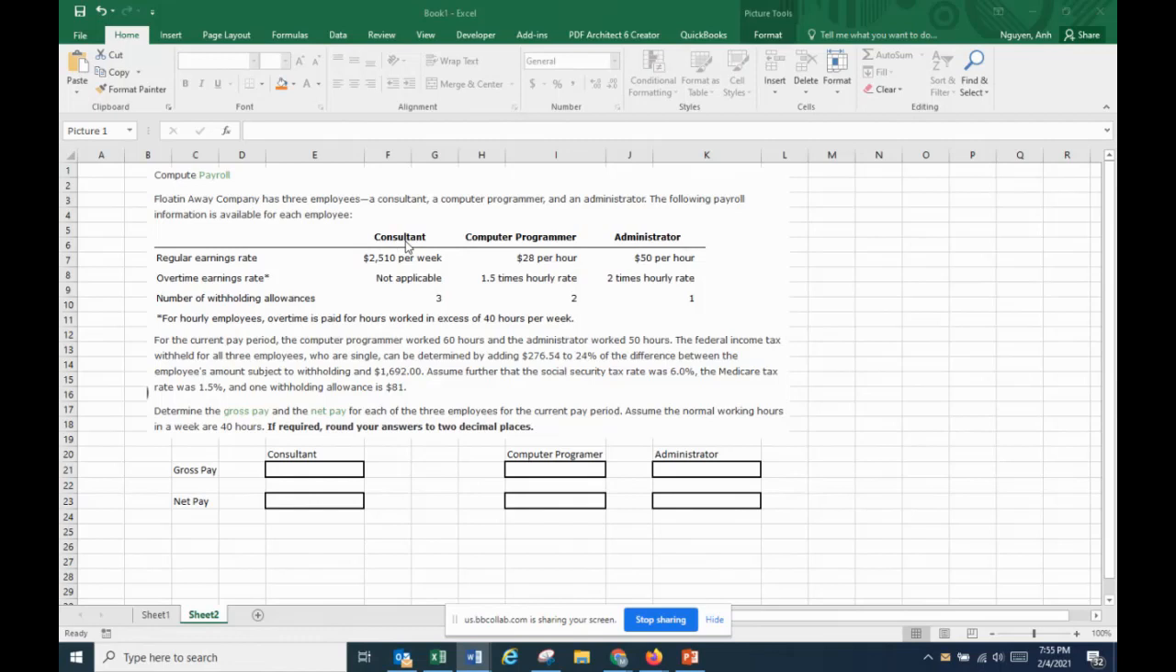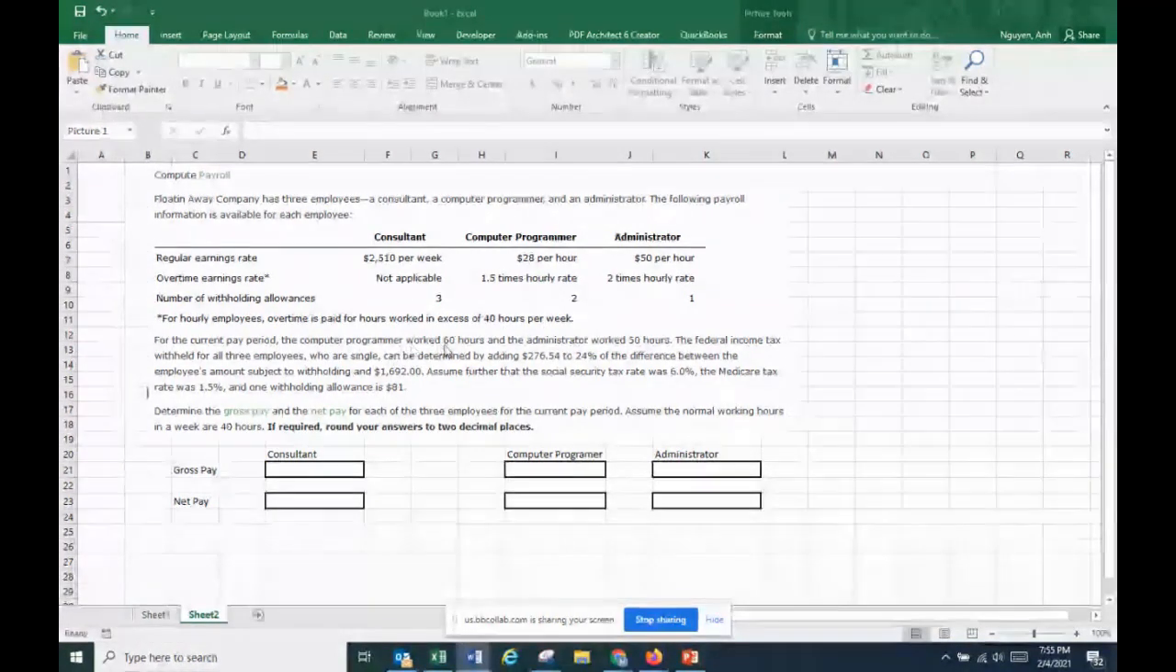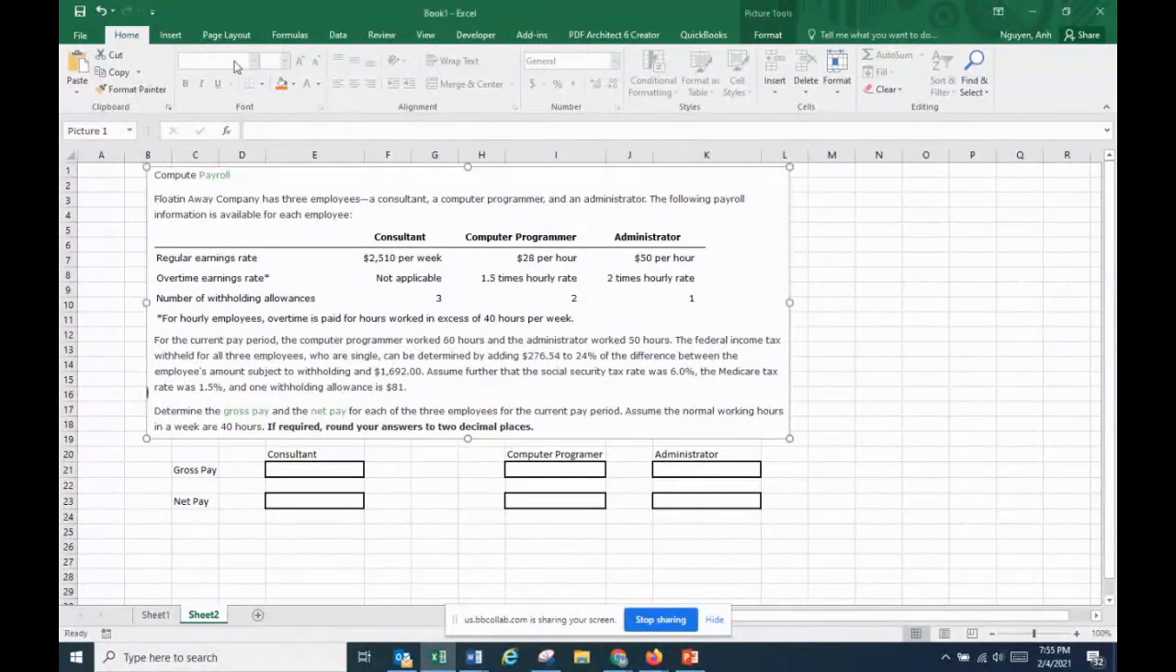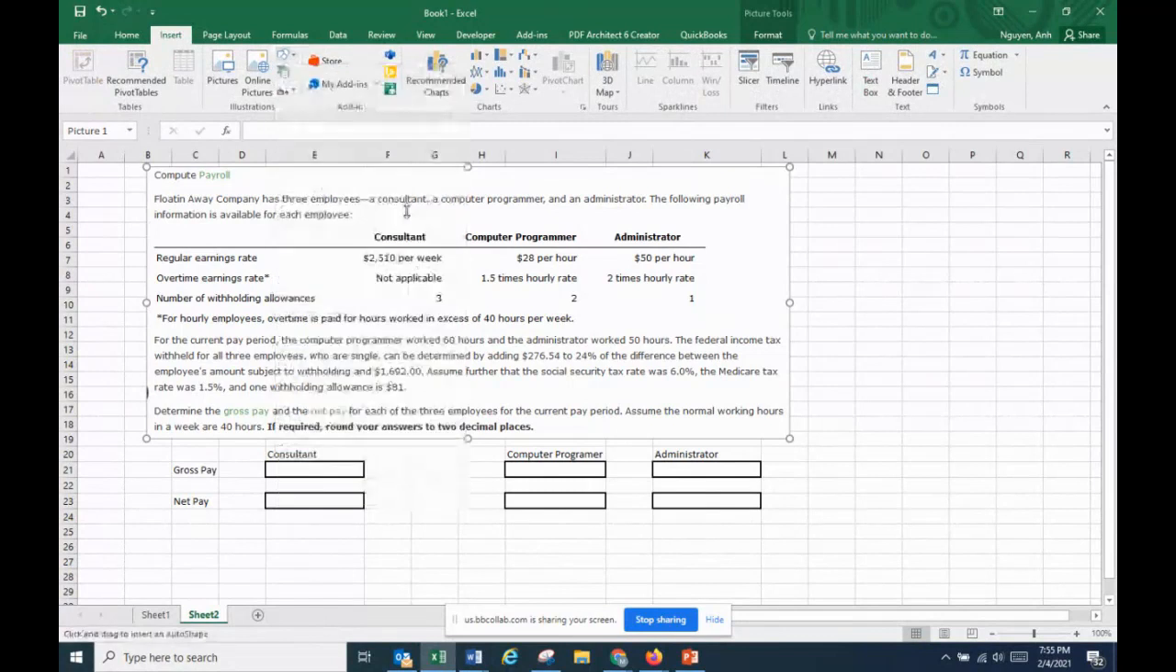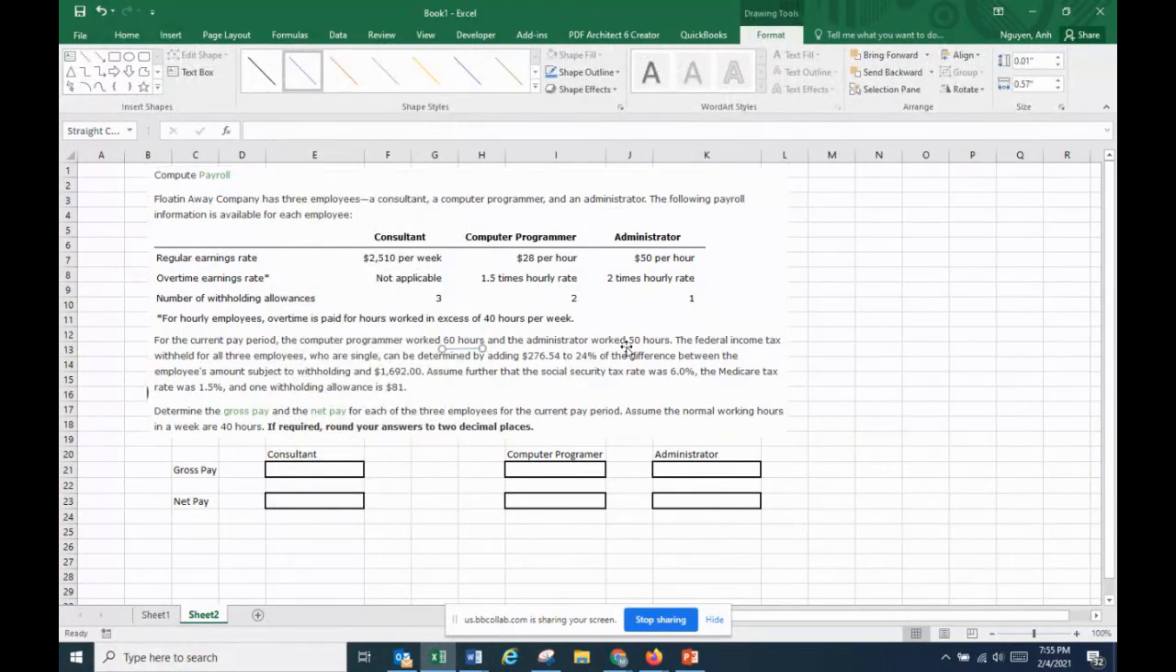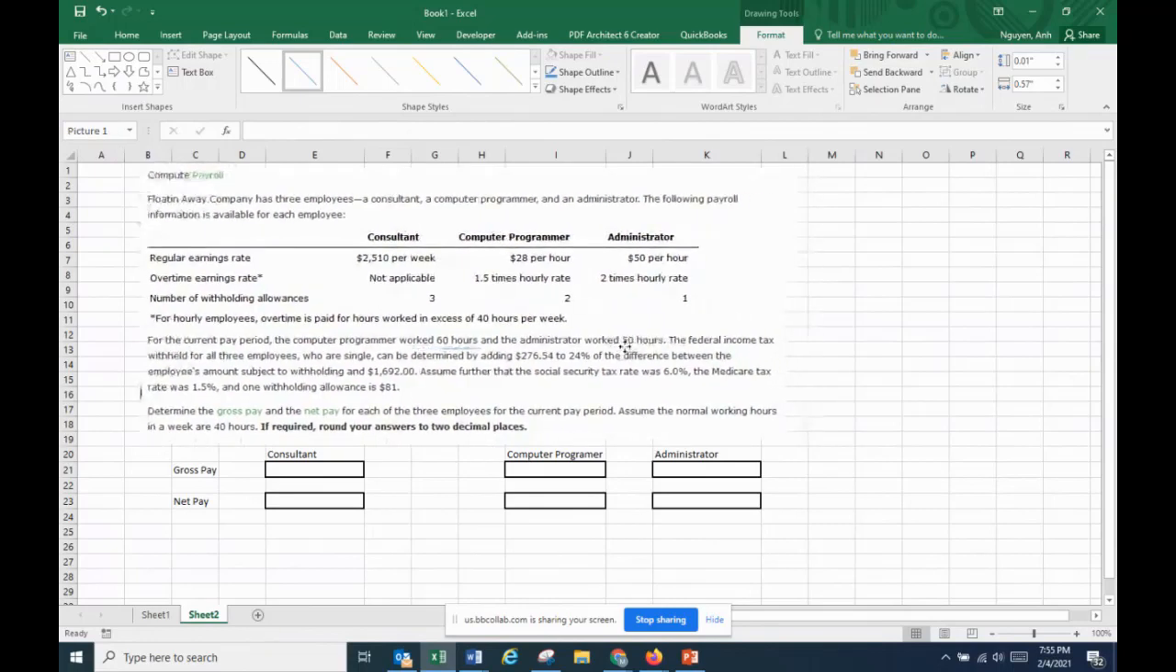Compute payroll. So we have three different employees. One, two, three. Regular earnings rate per week, per hour, overtime earnings rate. Not applicable, 1.5 times, 2 times hourly rate. Number of withholding allowances, 3, 2, 1. For hourly employees, overtime is paid for hours worked in excess of 40 hours per week. For the current pay period, the computer programmer worked 60 hours. The administrator worked 50 hours.